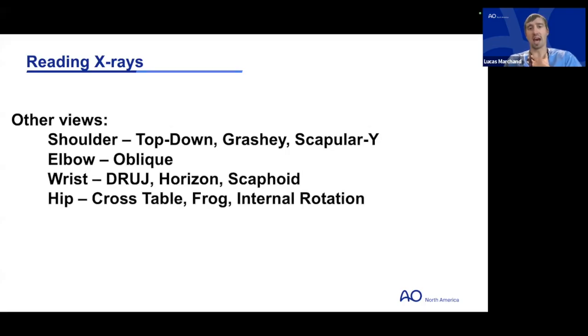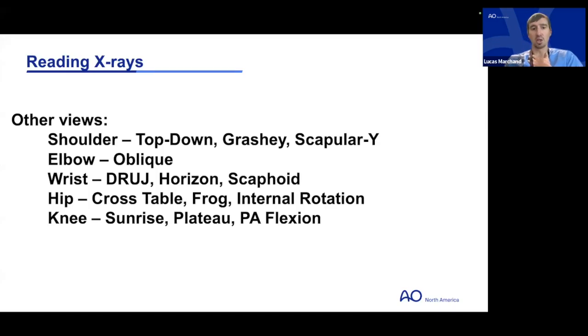Again, we're going to leave the wrist out of the conversation for the most part today, as well as the hip, but there are other views that we get in a hip besides an AP and a lateral, such as a cross table or frog lateral, internal rotation views, and then a host of views that allow us to evaluate the pelvis and acetabulum. Names that you've probably heard would be Judet views or inlet and outlet views. Again, to be covered in a future talk from AO Link 3.0, so please stay tuned for that.